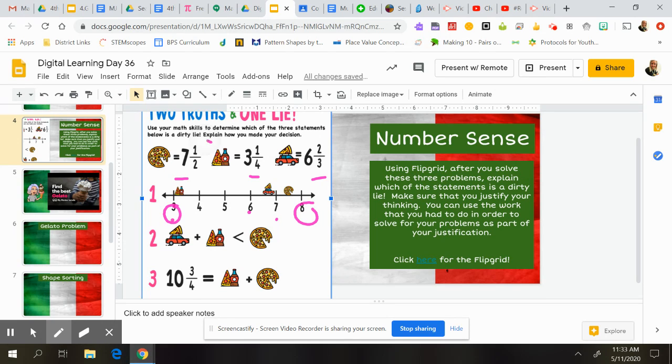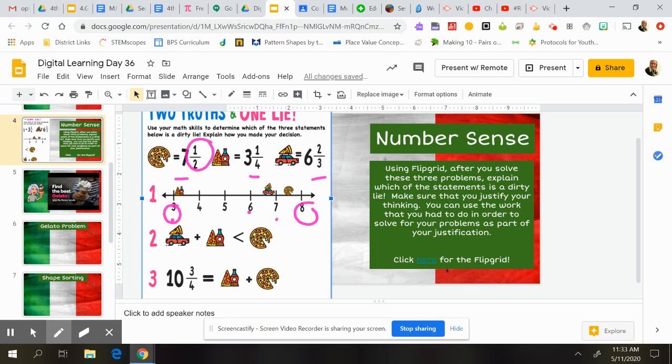But then I'm going to need to look at my fractions. So if I look at my pizza slice, it is 7.5 right there between the 7 and the 8. Is 3 1/4 going to be right there next to the 3? And would 6 2/3 be right there between the 6 and the 7? So that's something that you're going to have to look at and decide.